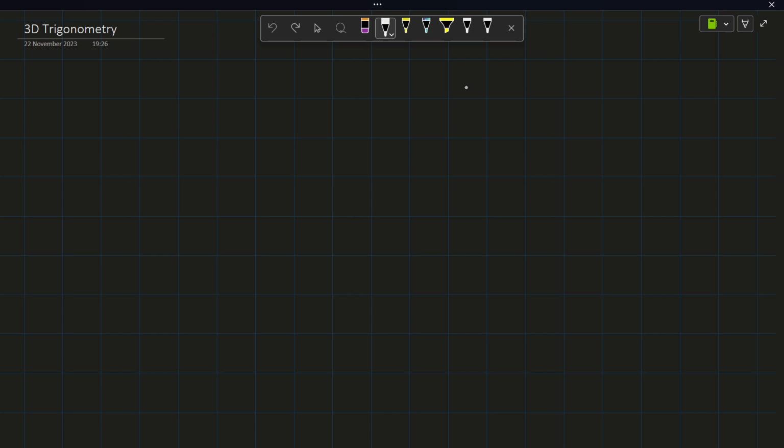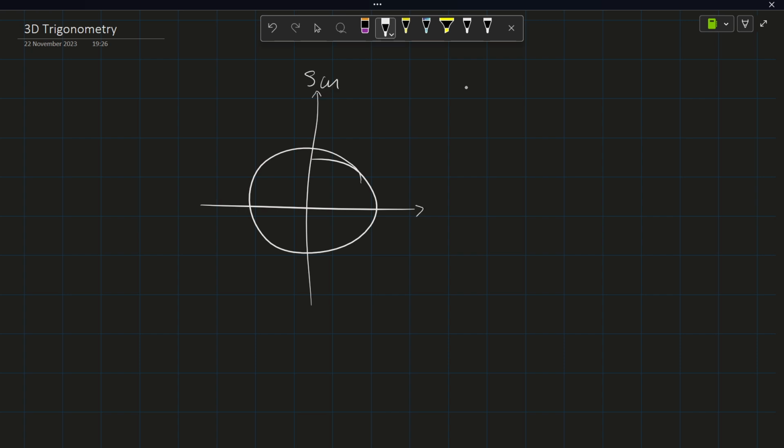Okay. Anyways, so bigger graph. We have sine and cosine, or cos. This is my way of imagining it. Your perspective might differ.